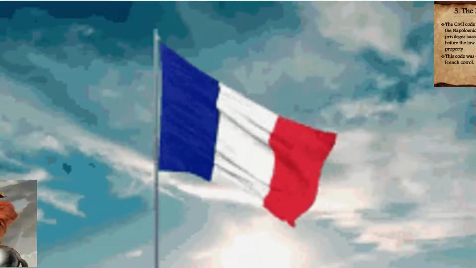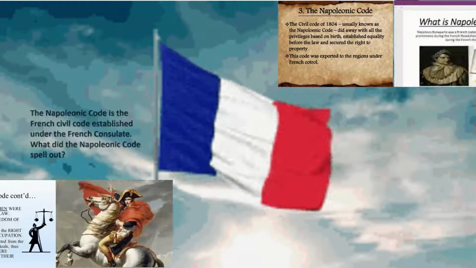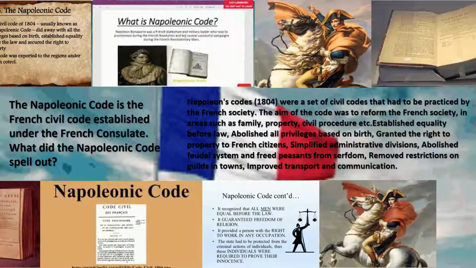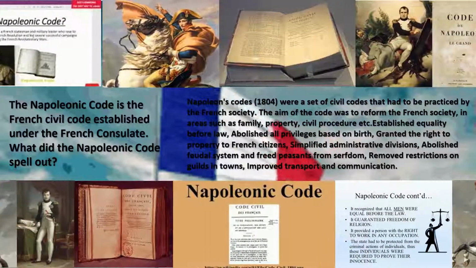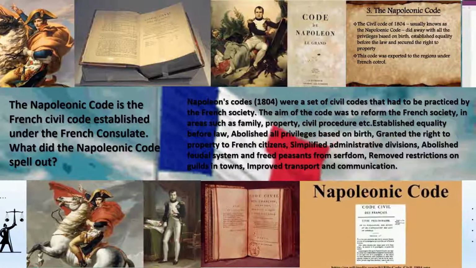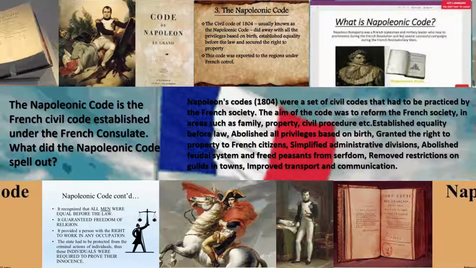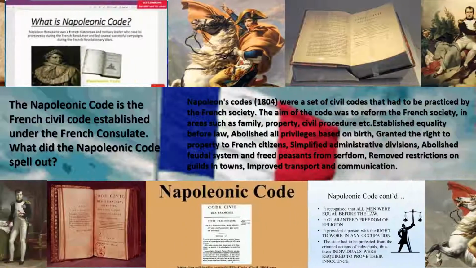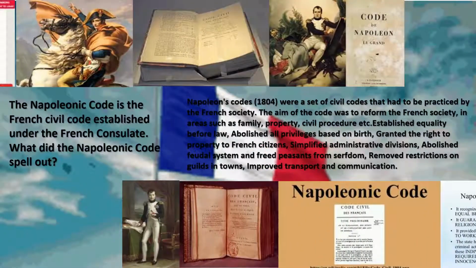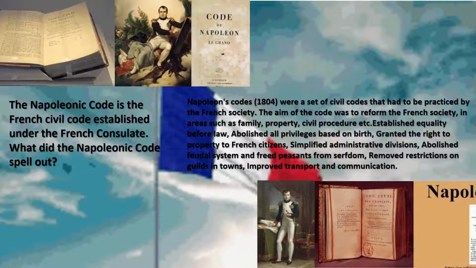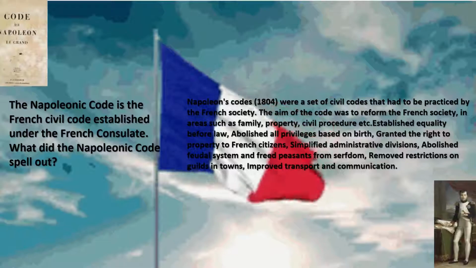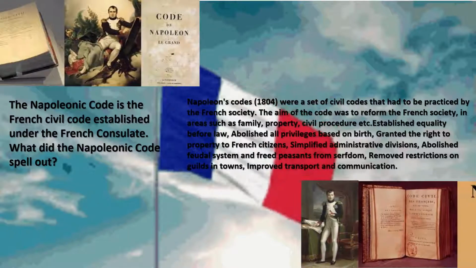Now the fifth and the final question we are dealing with is: the Napoleonic Code is the French civil code established under the French Consulate. What did the Napoleonic Code spell out? Napoleon's Code of 1804 was a set of civil codes that had to be practiced by French society. The aim of the code was to reform French society in areas such as family, property, civil procedure, etc.